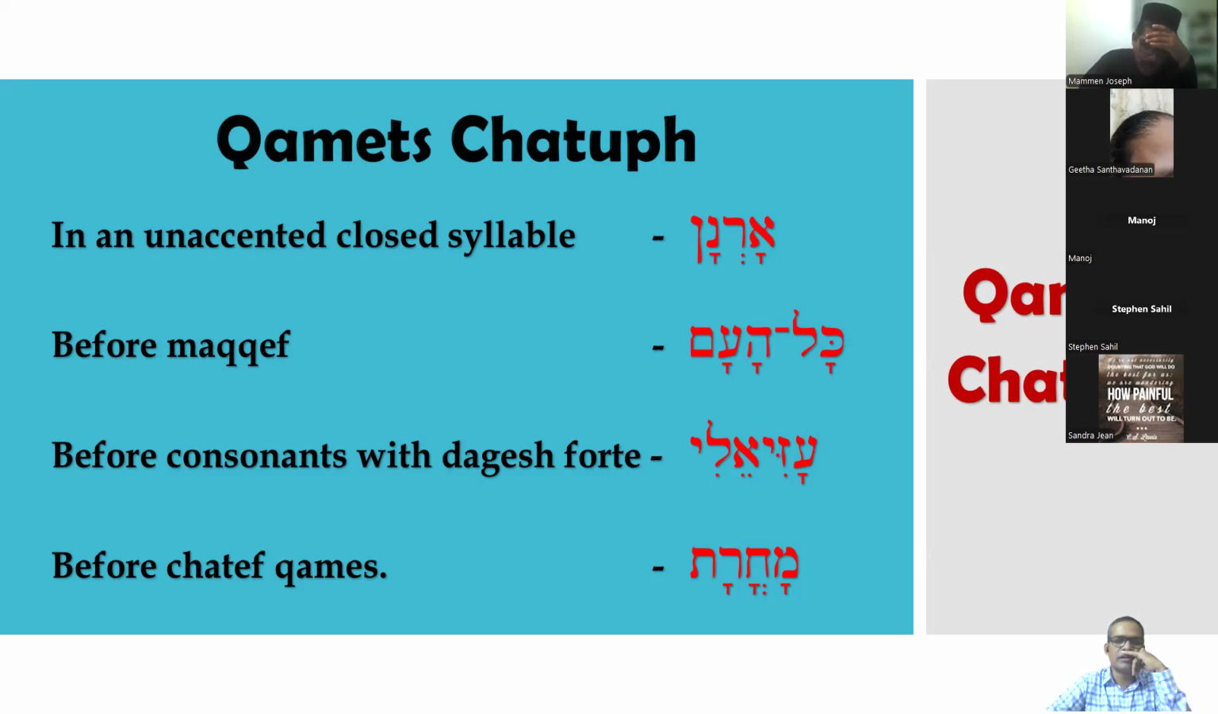Moharat. So mem is followed by kamats hatuf, which is a short O class vowel. Khet is followed by a composite sheva, hatef kamats, and then resh is followed by a full long vowel, kamats, and then the final letter is tav.